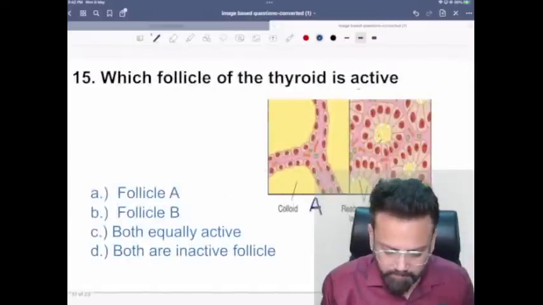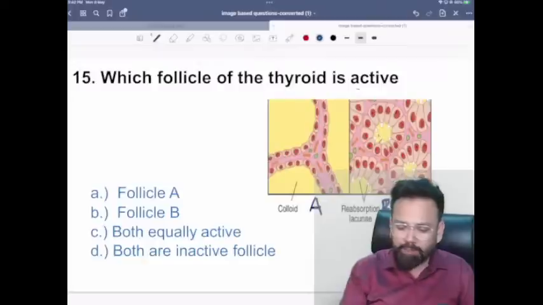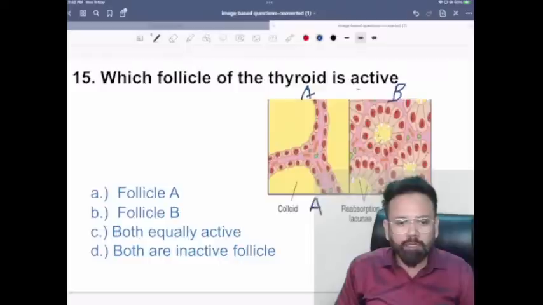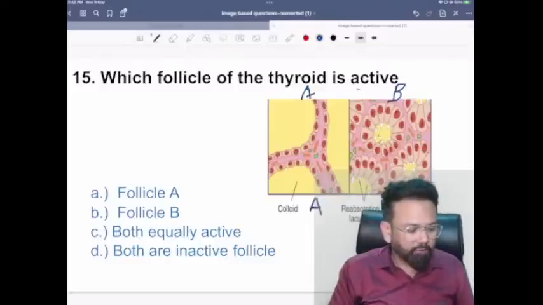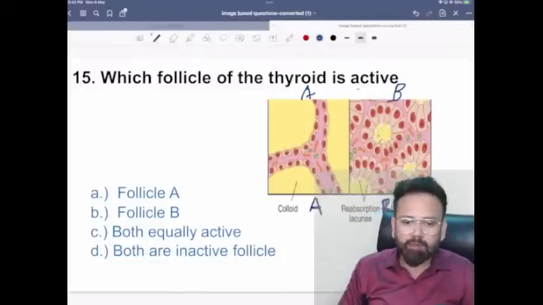Good. Now, which follicle of the thyroid is active? A or B? This is A or this is B? Which follicle of the thyroid, from the recent FMG examination? They have given two images and they ask which is active? A or B?